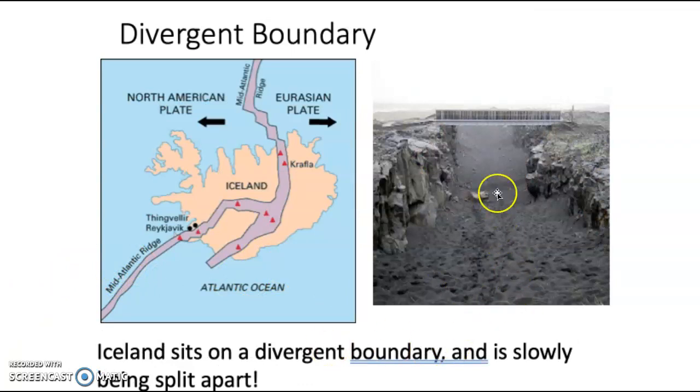Iceland is another great example of a divergent boundary. You can see it just, that plate goes right through Iceland.